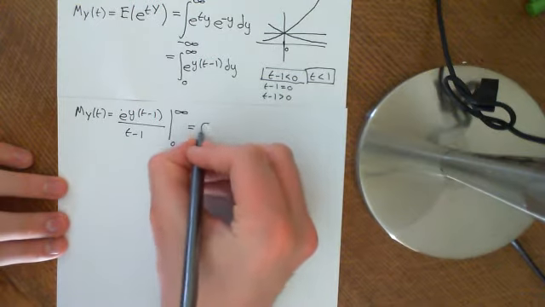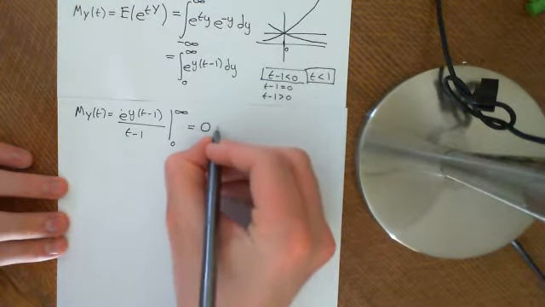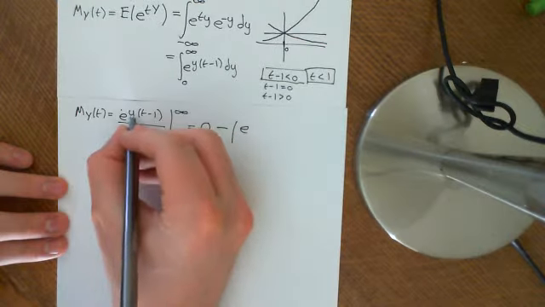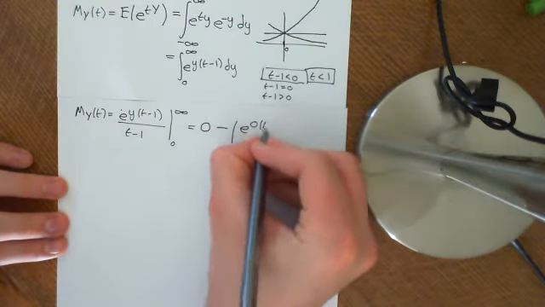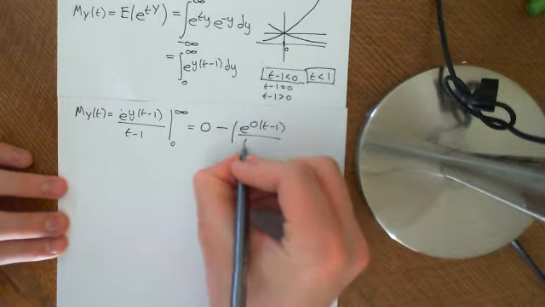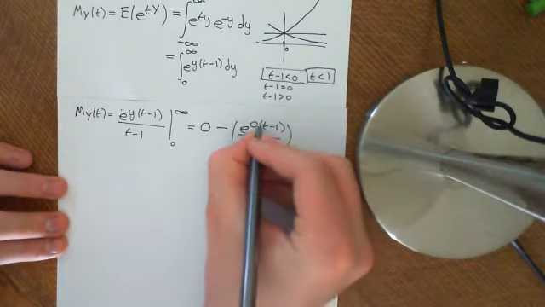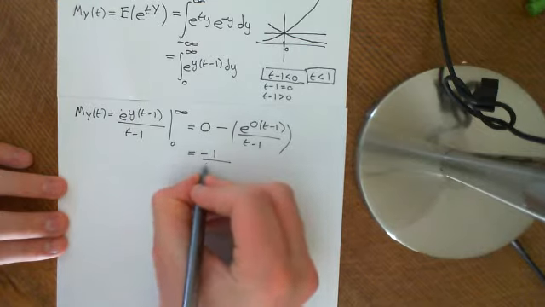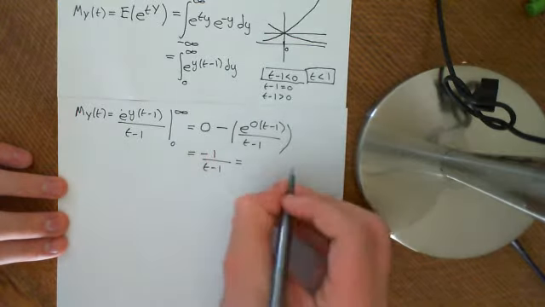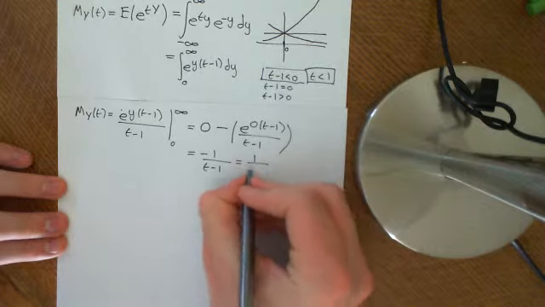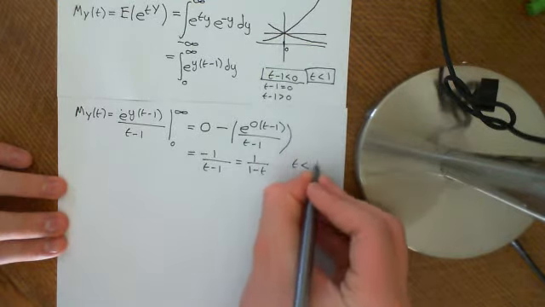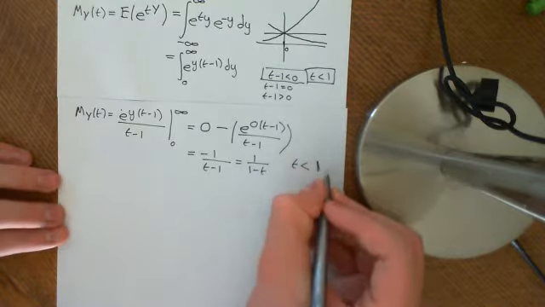So the first part of this term goes to 0, then we get minus e, and then we put in y is equal to 0, which is just e to the 0 times t minus 1, divided by t minus 1. So e to the power of 0 is just 1, so we get minus 1 over t minus 1. Multiply top and bottom by negative 1, and we get that this is 1 over 1 minus t. And remember that this function is only valid if t is less than 1.